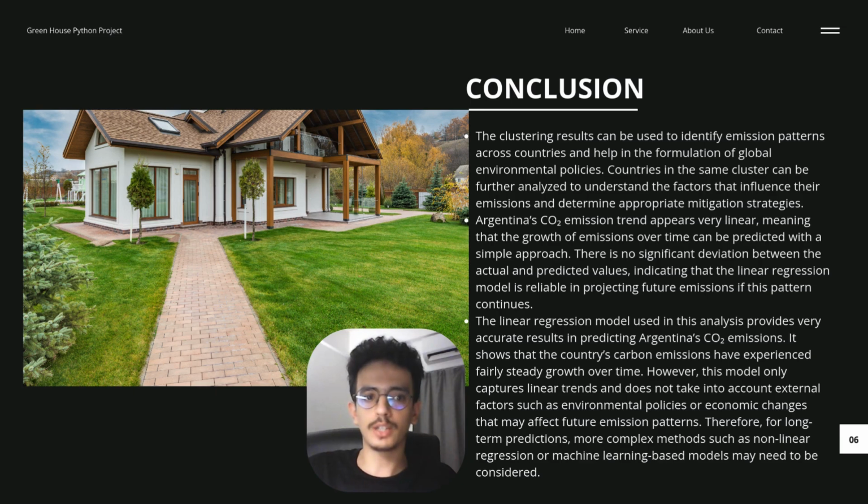The linear regression model used in this analysis provides very accurate results in predicting Argentina's CO2 emissions. It shows that the country's carbon emissions have experienced fairly steady growth over time. However, this model only captured linear trends and doesn't take into account external factors such as environmental policies or economic change that may affect future emission patterns. Therefore, for long-term prediction, more complex methods such as nonlinear regression or machine learning based models may need to be considered.